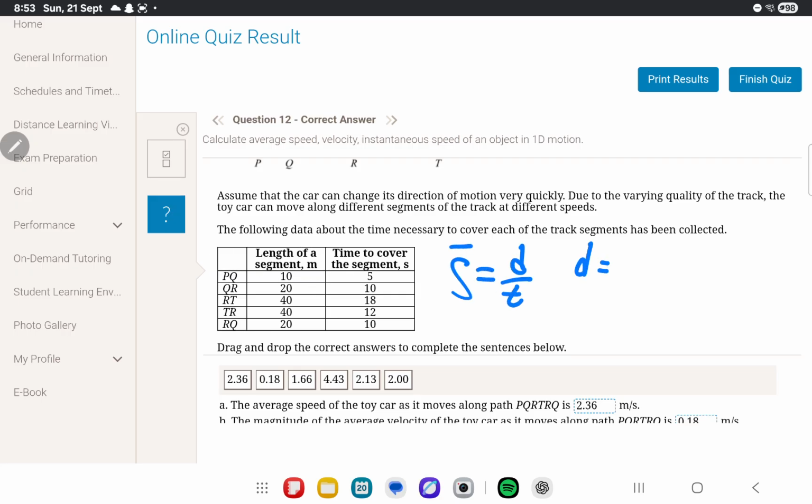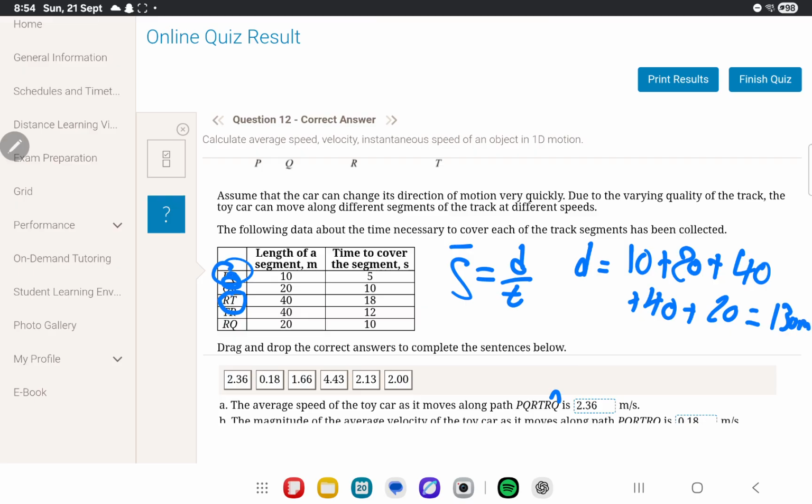Now, the distance covered is going to be PQ plus QR plus RT plus TR plus RQ. So, PQ is going to be 10 plus QR 20 plus RT, which is 40. And then TR is just going to be 40 again, plus RQ is 20. So adding all of this up would give me 10 plus 20 plus 40 plus 40 plus 20, 130 meters.